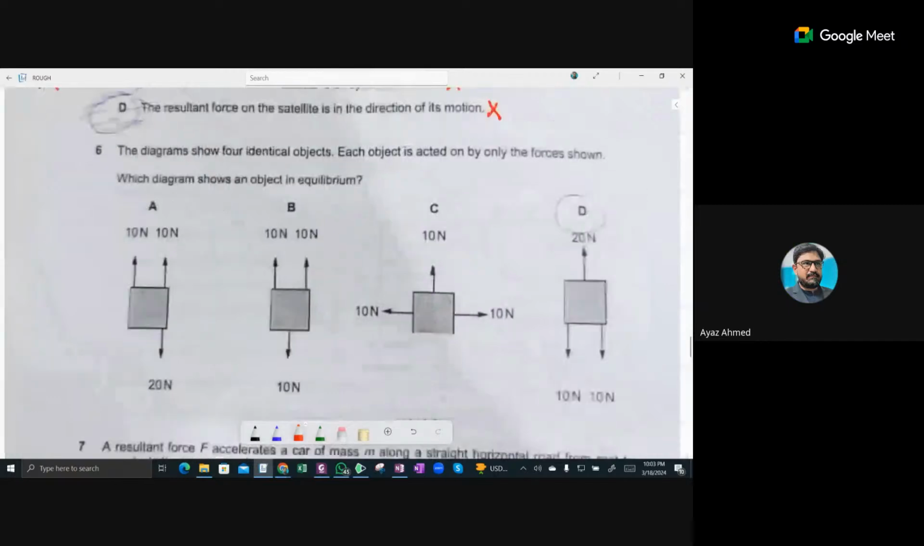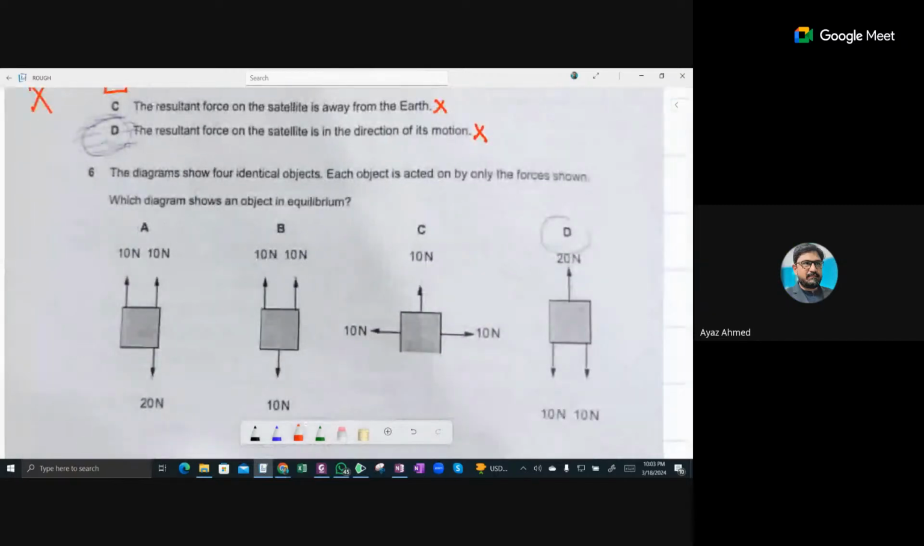Then question number 6, the diagram shows identical objects. Each object is acted upon by some of the forces shown in the figure. Which diagram shows the object is in equilibrium? So 20 upward, 20 downward. The upward and downward forces are balanced, but there is no equilibrium over there, right? So remember this thing. This body would have a rotation, because this force would cause a turning effect. So this is not an equilibrium.